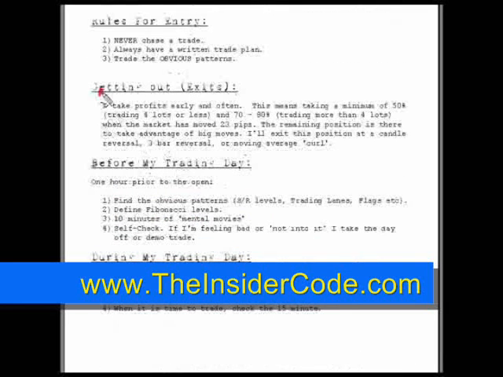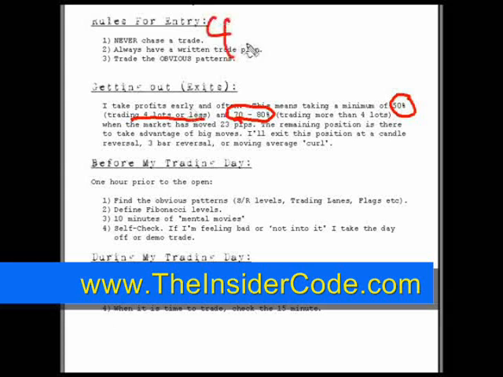Getting out, we have our exits. Take profits early and often. This means taking a minimum of 50%. If you're trading 4 lots or less, it's going to be tough for you to use this rule here. So if you're trading 4 lots or less, remember we talked about if you're trading 4 mini lots, you should think about trading 40 micros. That way you can take the 70 to 80% off.